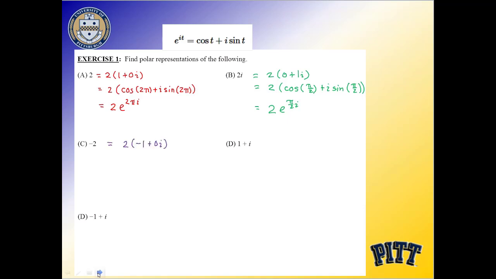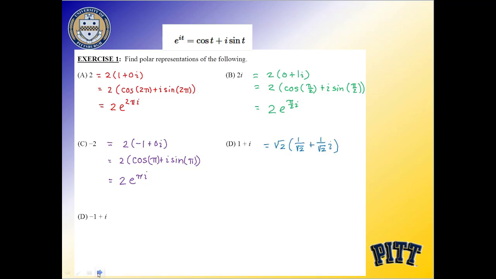Negative 2 is still going to have a modulus of 2. But it's 2 times the quantity negative 1 plus 0i. I'm looking for an angle that has a cosine of negative 1 and a sine of 0. And of course, pi is the number that does that. So it becomes 2 times the cosine of pi plus i times the sine of pi. And all that stuff in the parentheses, according to this new rule, I'm allowed to rewrite as e to the pi i power. Next, 1 plus i. Now here I have to calculate what the modulus is.